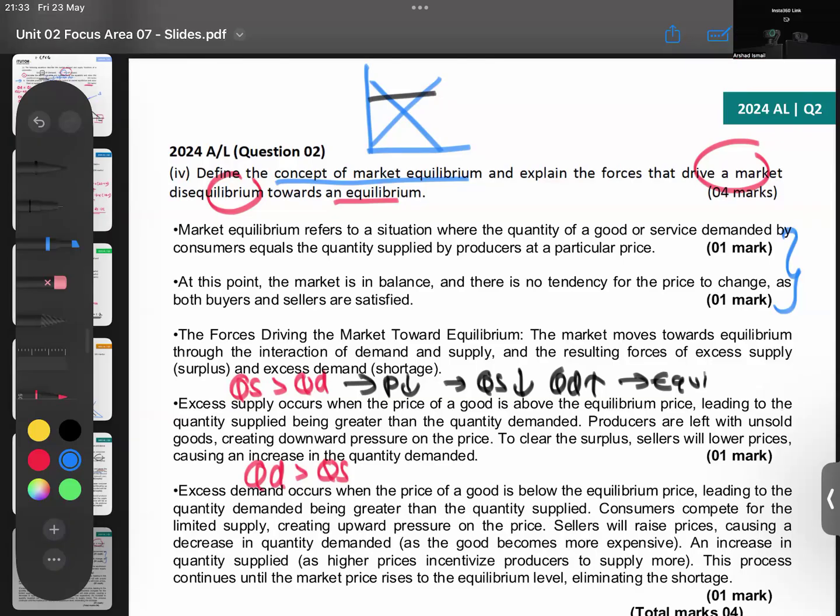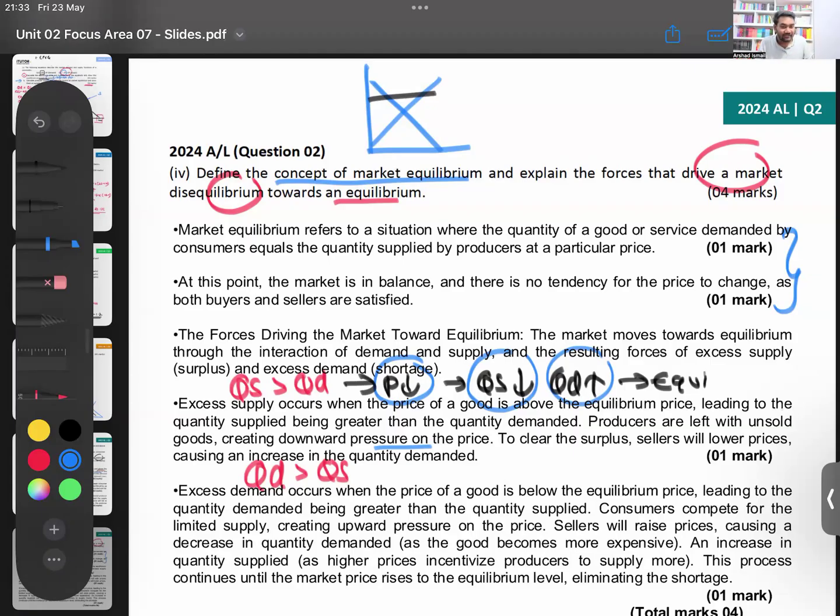Excess supply means you have a lot of goods that you can't sell, creating a downward pressure on price. That's what I'm saying, price will go down. To clear the surplus, sellers will lower prices, causing an increase in the quantity demanded. So when you reduce price, quantity supplied will come down and quantity demanded will go up. That excess supply will start vanishing. You get into equilibrium, so automatically the market will move to that.